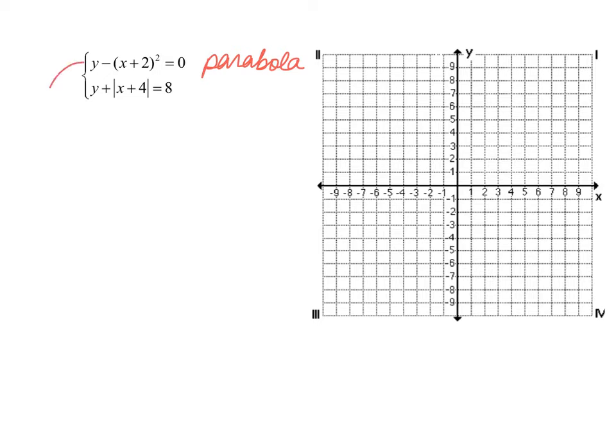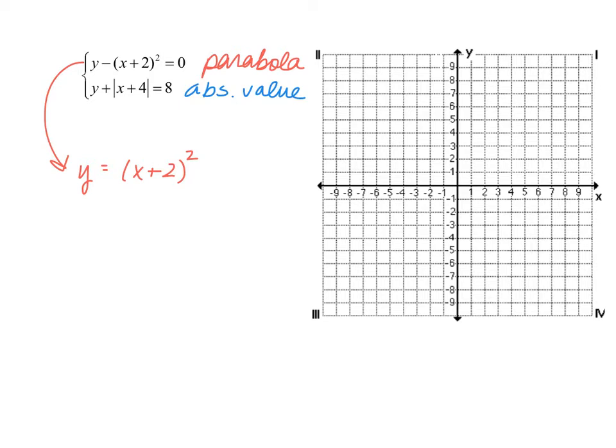In fact, when we go to graph that parabola, it's going to be easier to isolate y. So we will add the quantity x plus 2 squared to both sides, which will give us y equals the quantity x plus 2 squared. Now our second function that we're graphing is an absolute value function, and we'll review how to graph that in just a moment. So let's go ahead and start with the parabola.